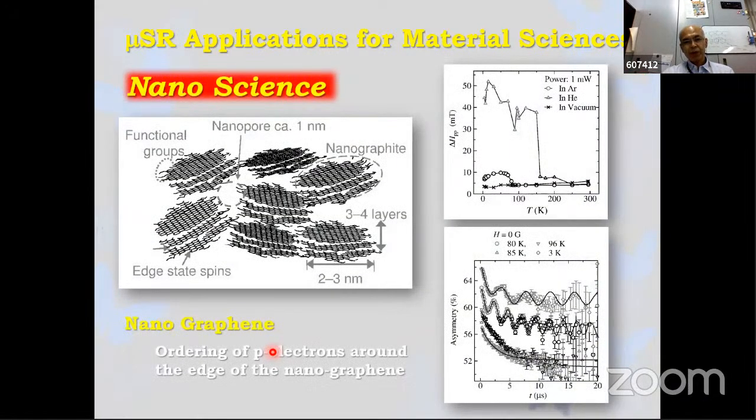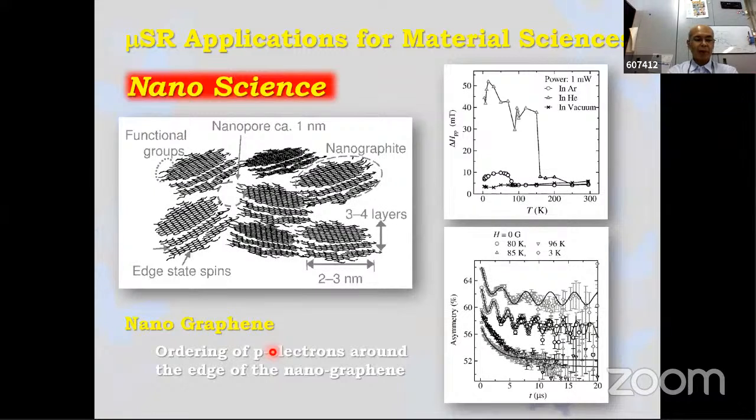This is also another example, showing nanographene. Recently, graphene sheets are very important to study from the viewpoint of industrial applications, and this is part of such a study. This is not a single-sheet graphene; it is a multi-sheet nanographene. So MUSR can also be applied to nanoscience.